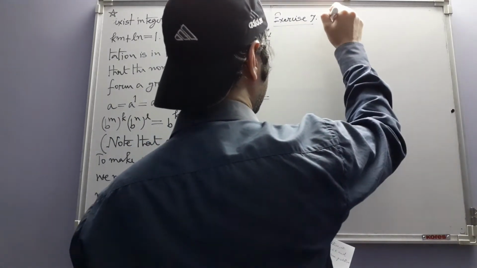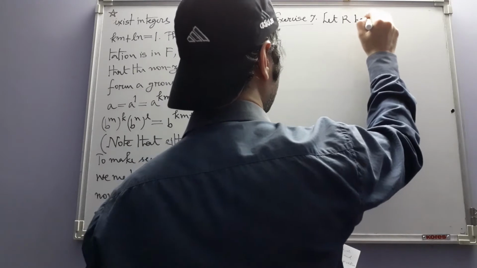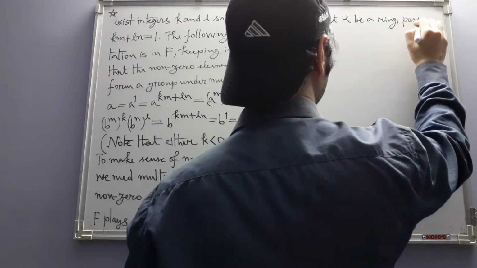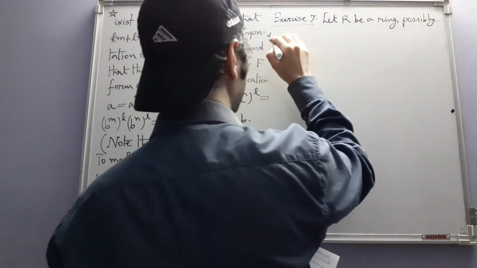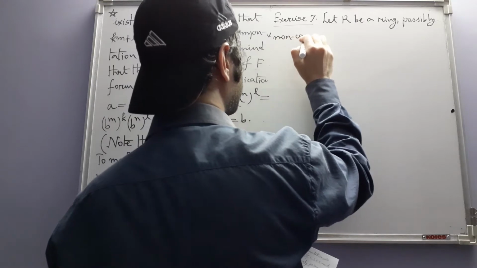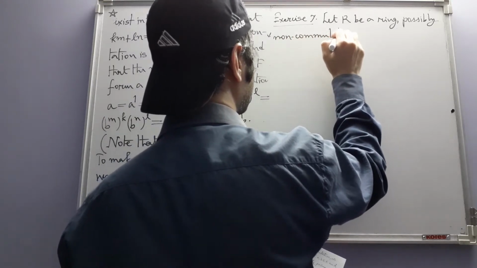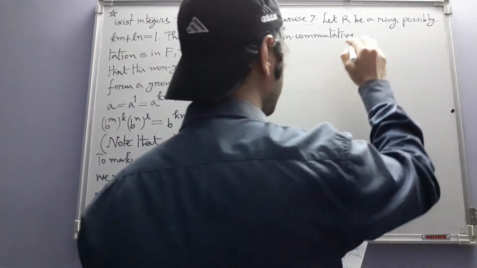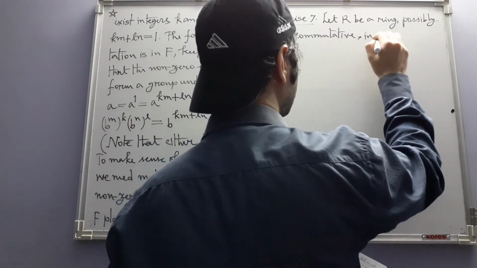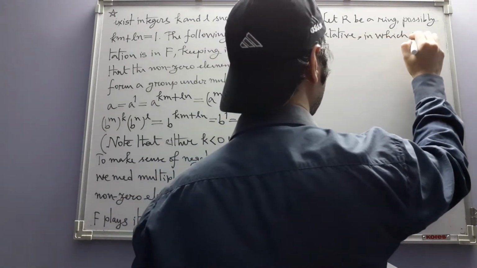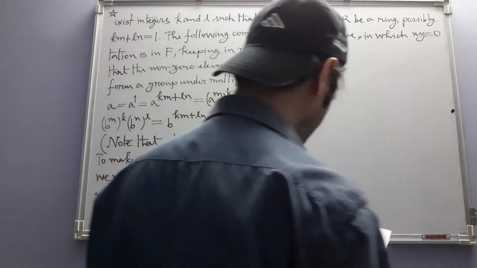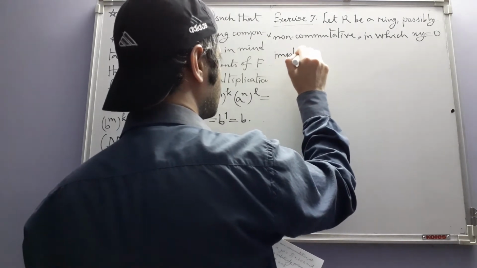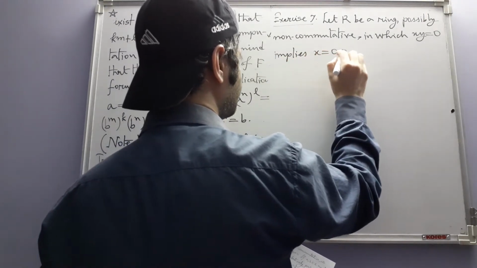Let R be a ring, possibly non-commutative. It may or may not be commutative, in which if the product of two elements is 0, then that implies at least one of them is 0.